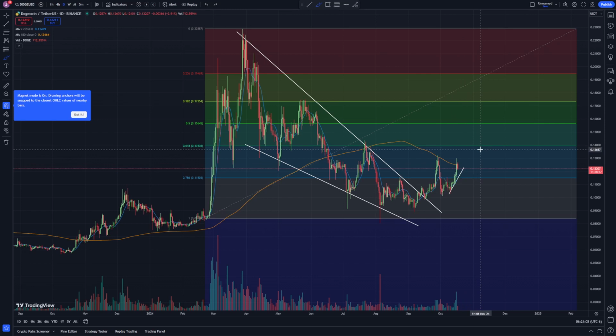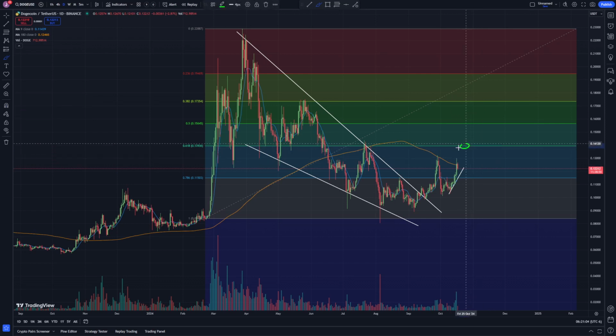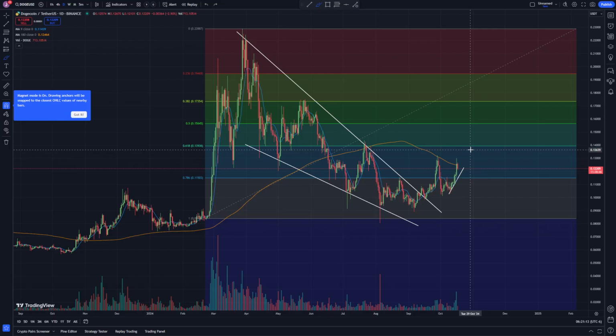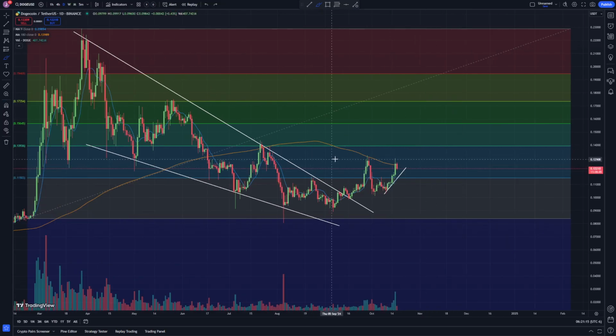Let's see if we can come up to this level, or okay, let's see if we could break the 180 moving average. If we could break out of that, then I'll be much more confident on this target up here. And yeah, so let's see what happens.